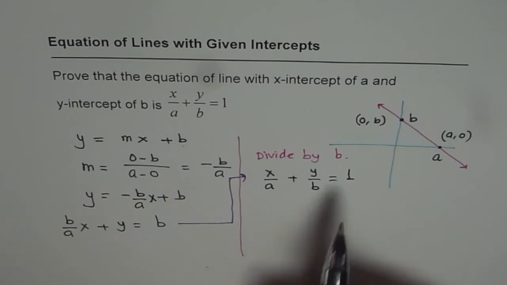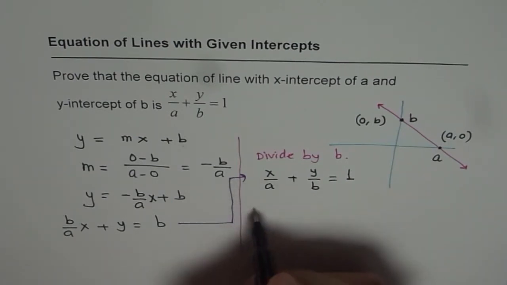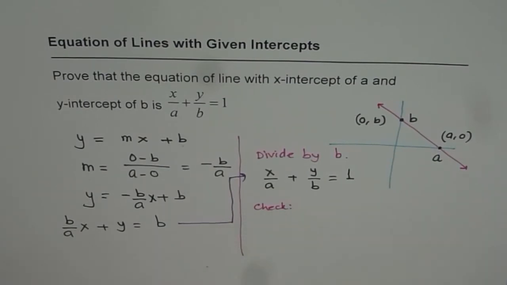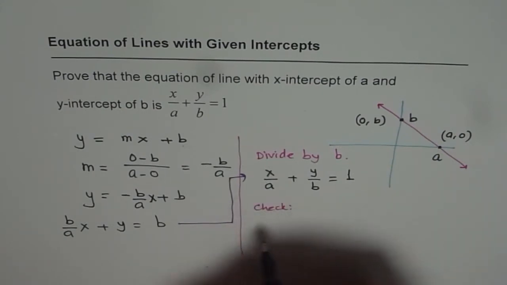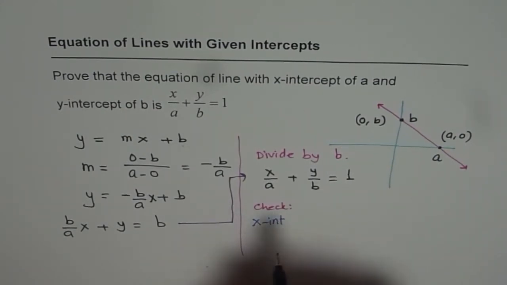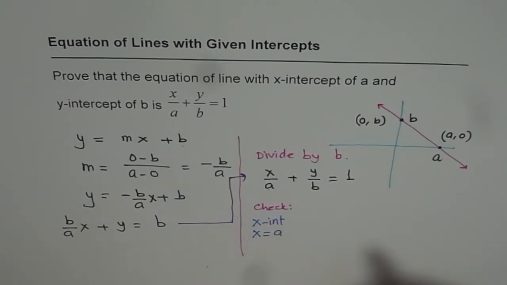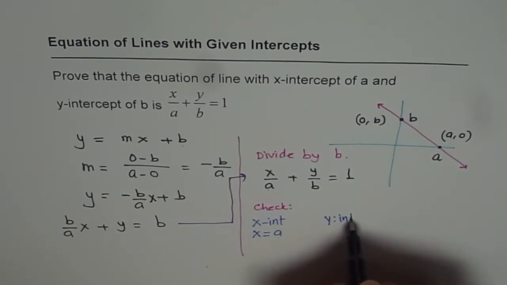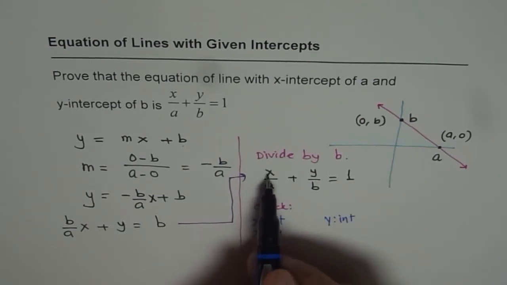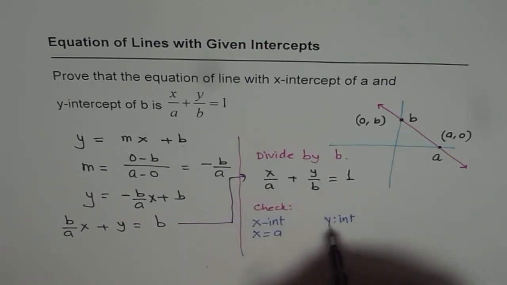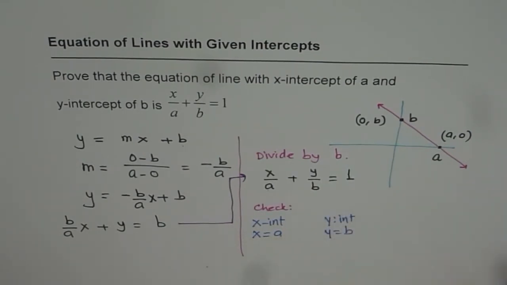How? Let us check. How do you check that this is the right equation? If you are given an equation like this, what is the x-intercept? The x-intercept is when y is 0. So when I block this, I get x over a equals 1, and you get x equals a, correct? How about the y-intercept? The y-intercept is when x is 0, right? So this part is 0, and you get y over b equals 1, or y equals 1 times b, so we get y equals b. Do you see that? So it works.